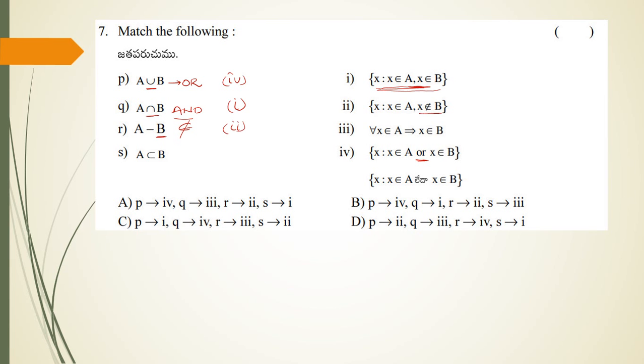Next, A subset of B. So for all X belongs to A, it implies X belongs to B. That means all the elements of A are present in B. So from this, 4, 1, 2, 3. So 4, 1, 2, 3 is satisfying option B. So option B is my answer.